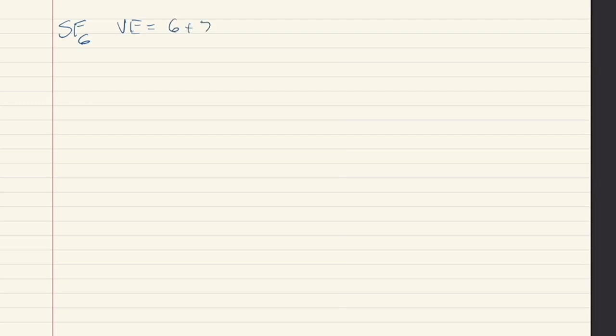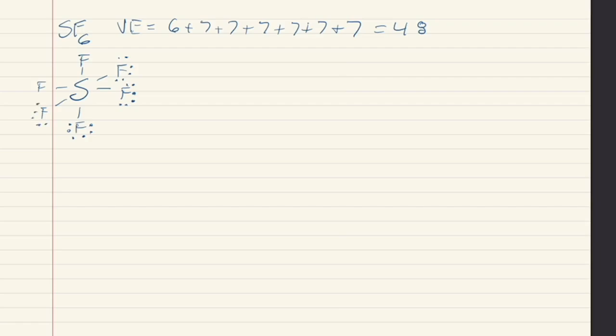We're looking at 6 plus 7 plus 7 plus 7 plus 7 plus 7 plus 7. And here we have 42 plus 6 is 48. We will create 6 bonds around the sulfur atom, and then we will place lone pairs around each of the fluorines. And this does in fact use all 48 of our valence electrons.